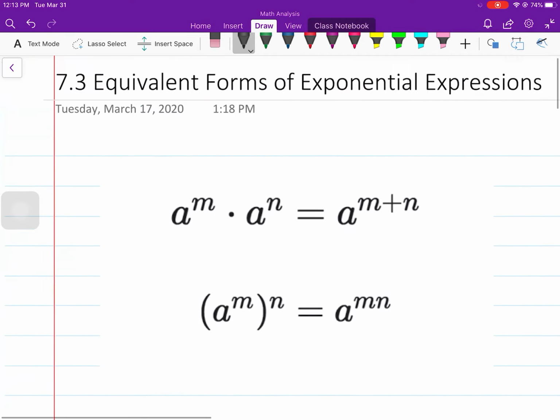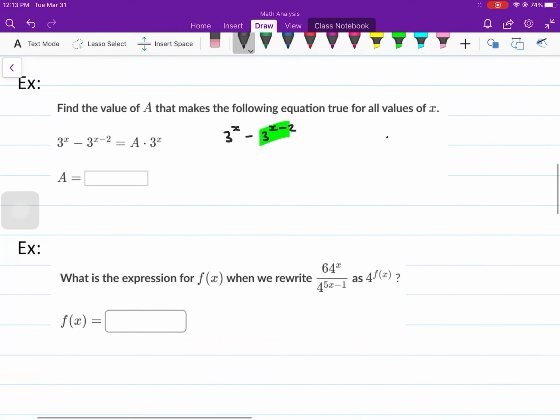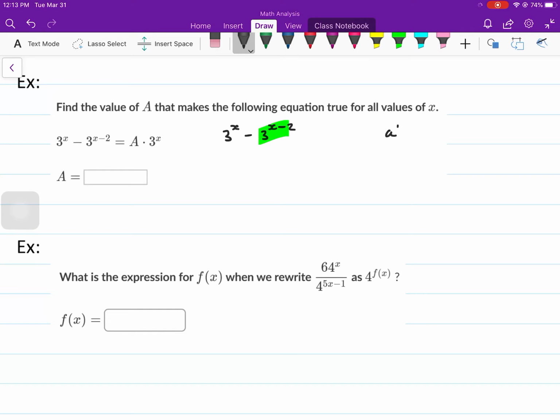If you remember, a to the m times a to the n would be a to the m plus n. So what I'm going to do is separate these using that rule. So I'll have 3 to the x for this first 3 to the x that we see there, and then minus 3 to the x times 3 to the negative 2. Think about what happened there. I'm just applying this rule, but backwards.